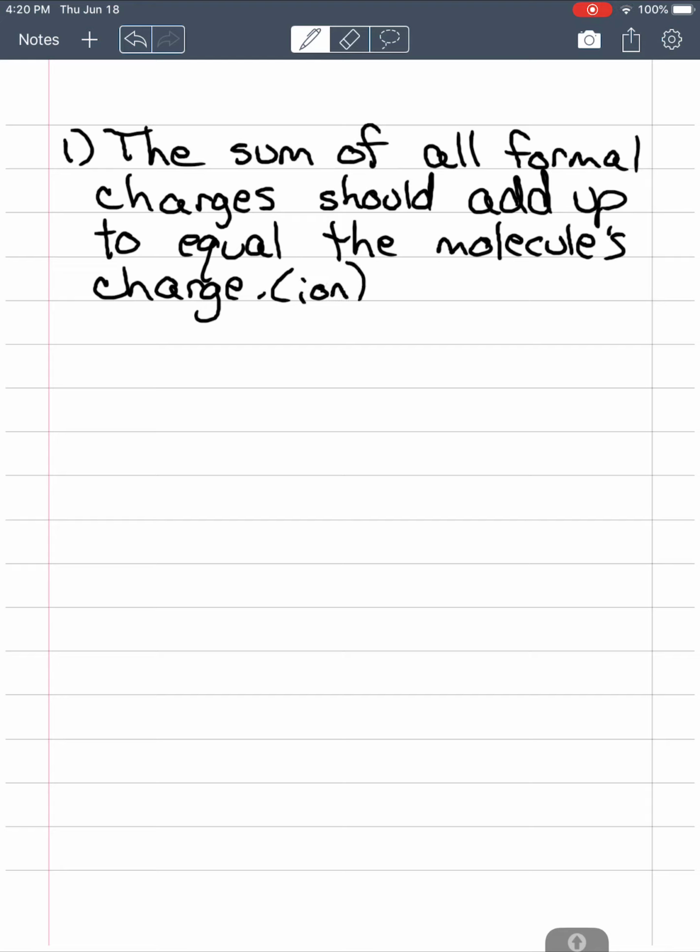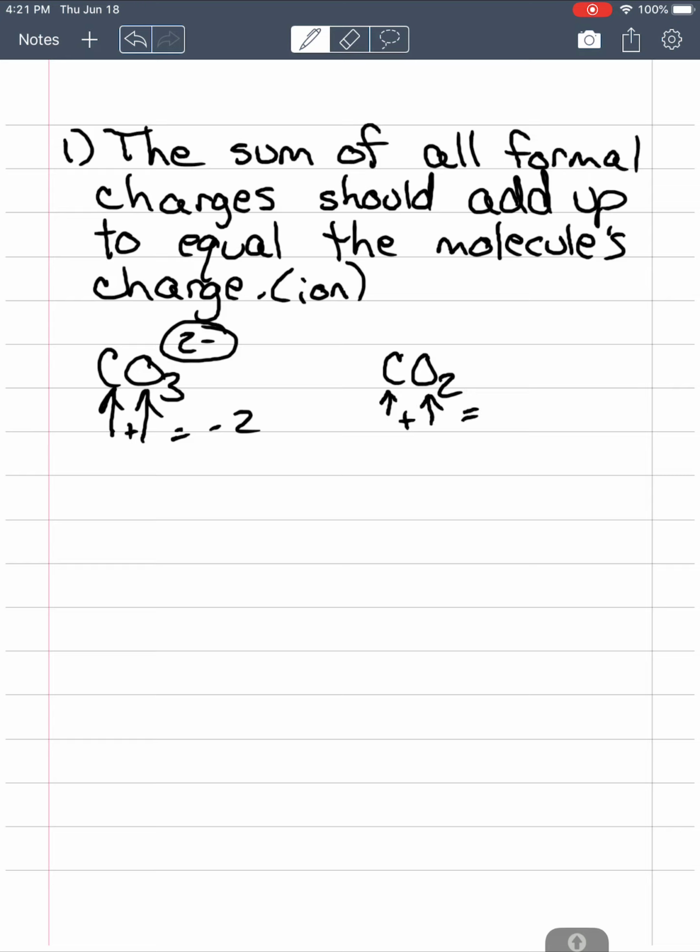like a polyatomic ion, like carbonate, when you add up the formal charge of carbon and the formal charge of all 3 oxygens, it should equal -2, because that's the charge. Or if I had carbon dioxide, which is a molecule and not a polyatomic ion, when I add up the formal charge of carbon plus the formal charge of the 2 oxygen, that should equal 0, because if I look up here, there's no charge, which means that it's neutral.